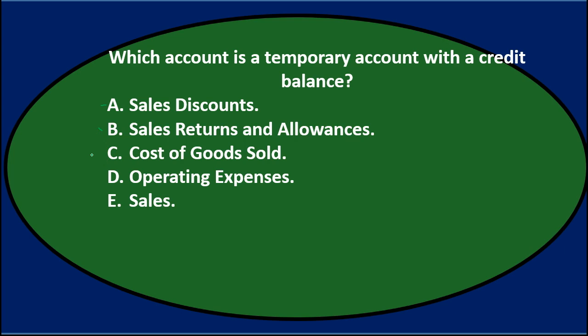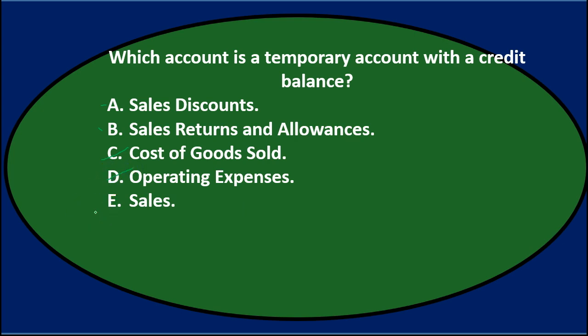C says cost of goods sold. That's basically an expense account. Cost of goods sold is the expense related to us selling inventory. If you think about recording the journal entry when selling something, we debit cost of goods sold and credit inventory, so that's a debit balance, not a credit. So that's not it. D says operating expenses. That's going to be all the expenses, and all the expenses typically have debit balances. If it's an expense, it's got a debit balance, not a credit. It is a temporary account, but it'll have a debit balance and not a credit. So that's not it.